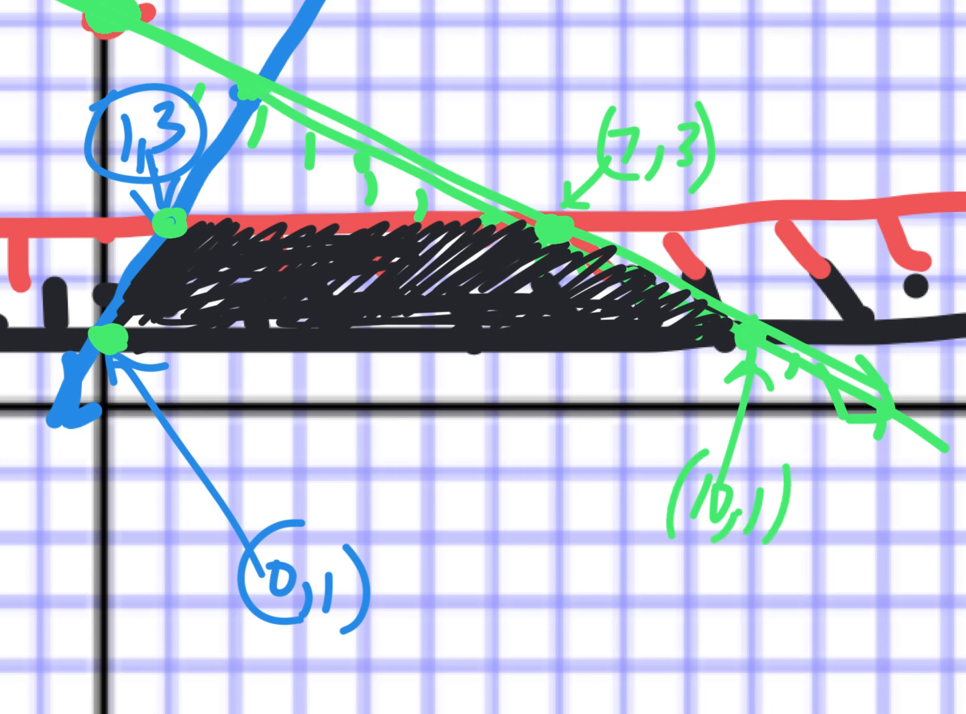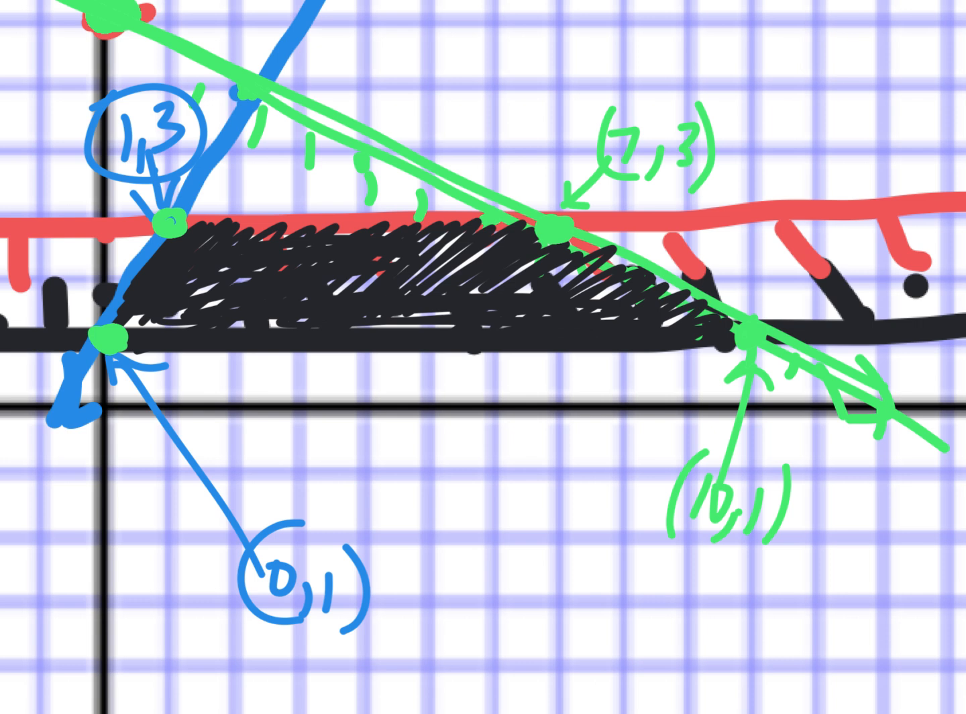Okay, so two really hard skills. One, graphing equations. Two, solving systems of equations to get the corners, but we've got the corners on this one. All right, third hard thing.